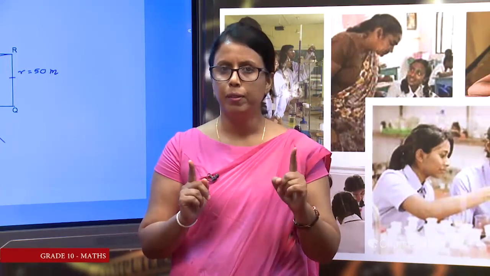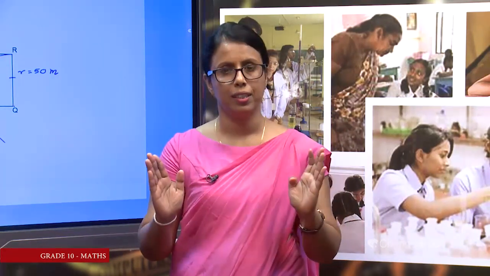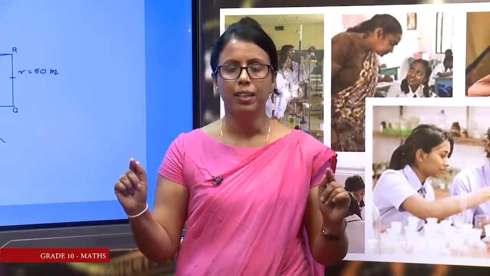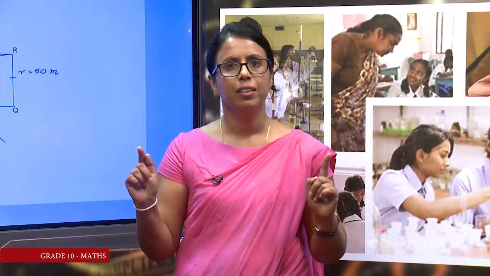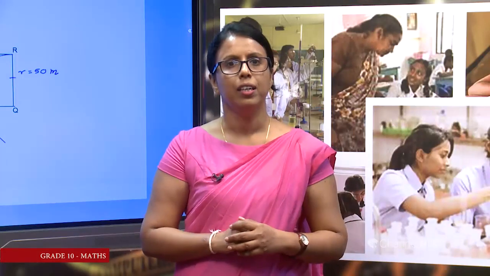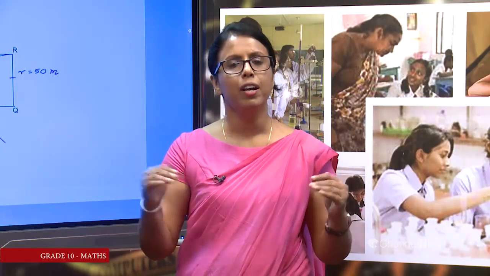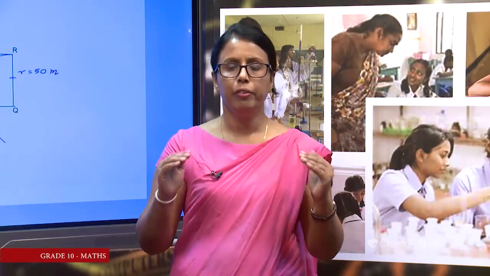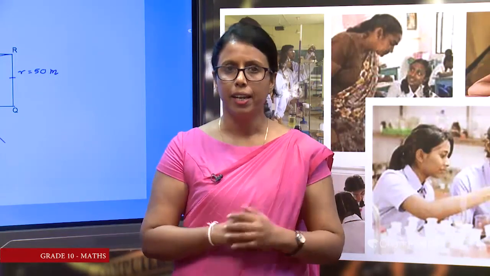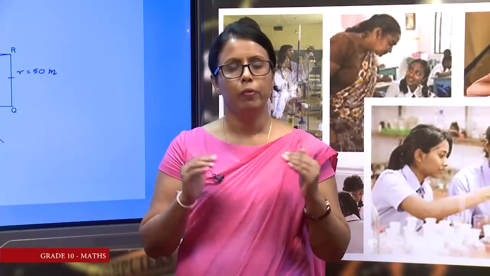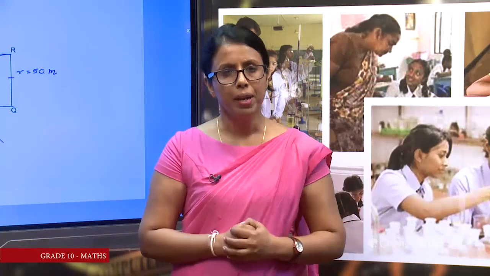Remember, if it is a point, construct a circle. If you get 2 points, construct the perpendicular bisector. If you get a line, construct parallel lines. If you get 2 lines intersecting at a point, you have to construct the angle bisector.